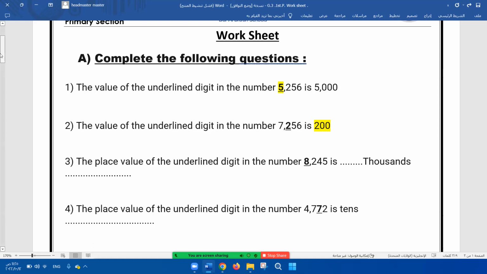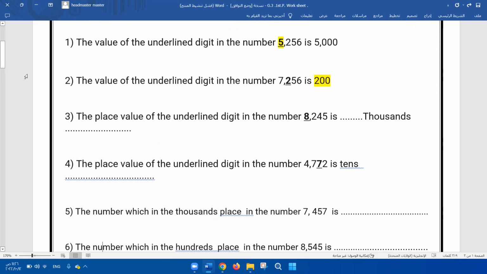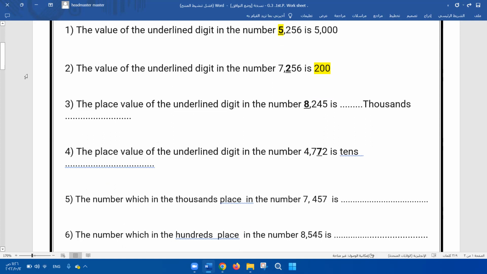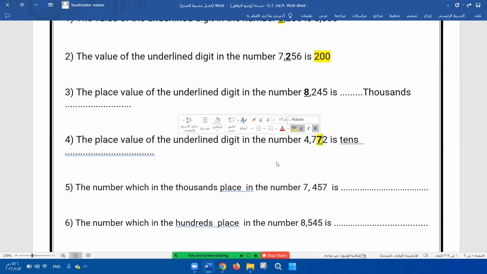We don't write 70. And also in the last question, we don't write 8,000. We write thousands because he asked about the place value, not the value. When he asks you about the value, write 8,000. When he asks you about the place value, write thousands. The value of the place, not the value of the number. And also in question 4, we write the value of the place, it's tens, not 70. Okay? When I ask you the value of the 7 here, it's 70. The place value of the 7, it's tens.